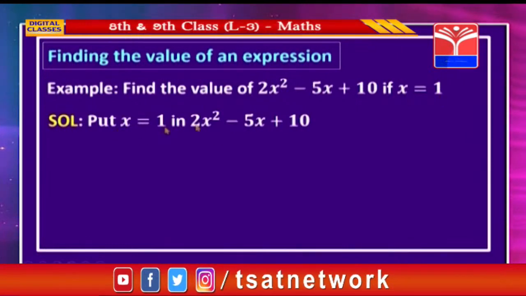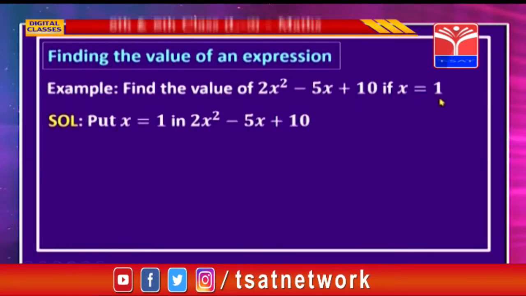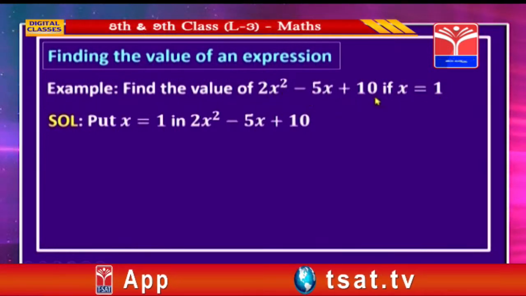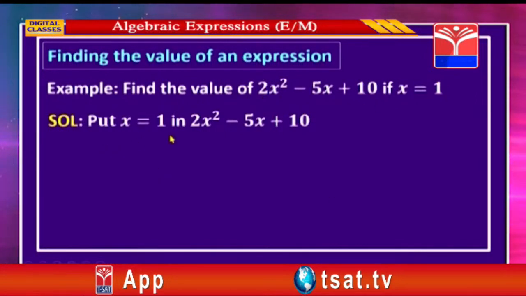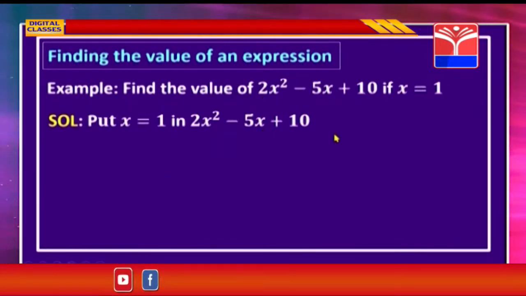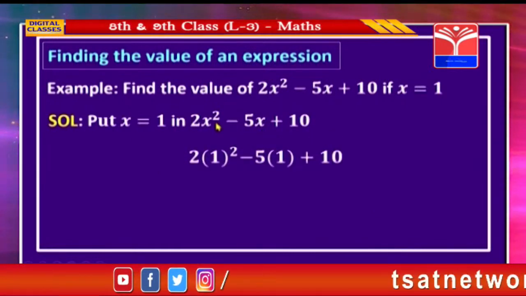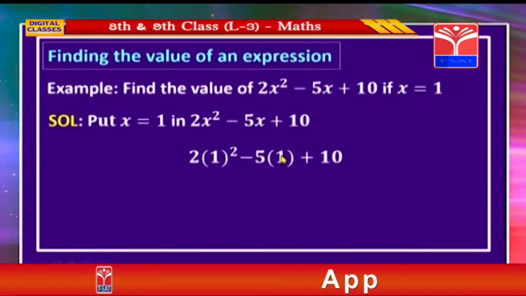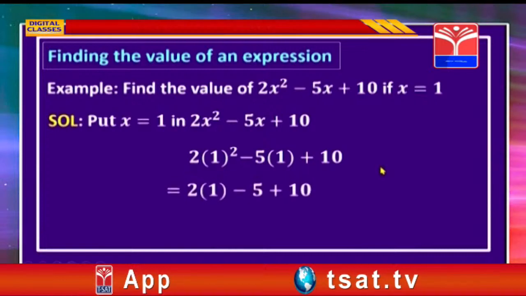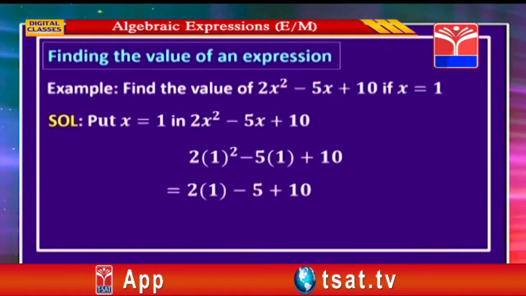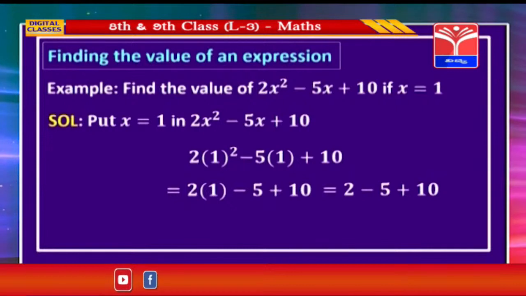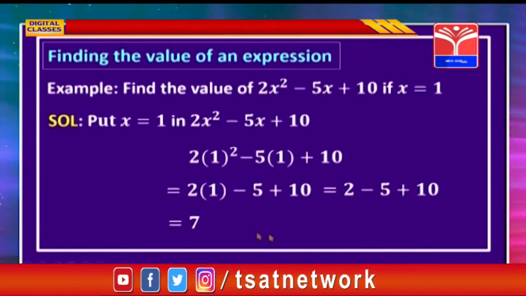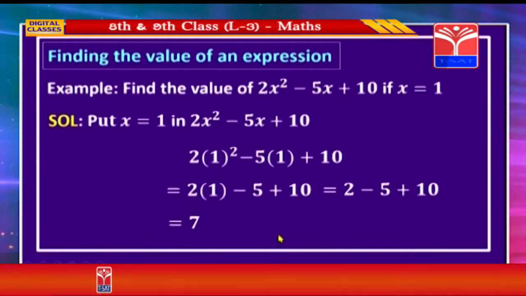Whatever the value of the variable given, in this case it is 1, I will substitute this 1 in place of x in this algebraic expression. So put x equal to 1 in 2x square minus 5x plus 10. This becomes 2 into 1 square minus 5 into 1 plus 10. Let us simplify this, children. We get 2 into 1 minus 5 plus 10, so 2 minus 5 plus 10. So it is 2 plus 10, 12 minus 5, you get 7. So the value of the given expression is 7.